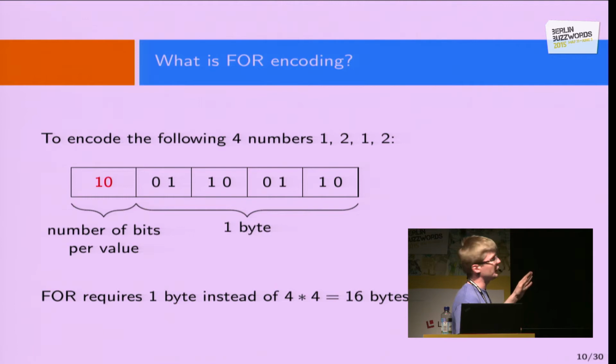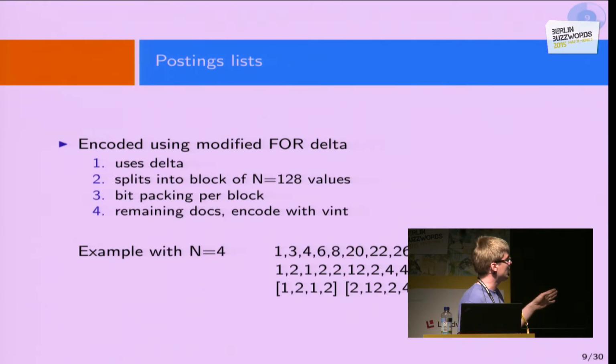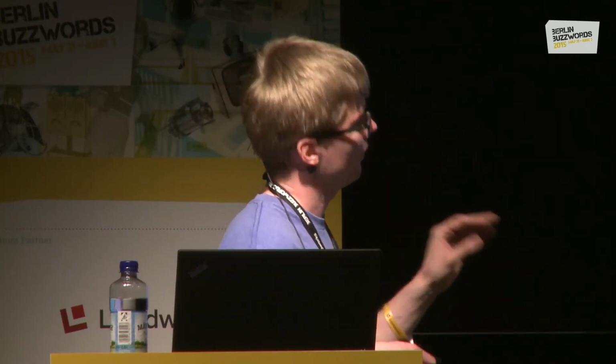4 bytes for every integer takes 16 bytes. But now we are using only 1 byte. So for our first example, if we don't encode these posting lists, we will use 40 bytes to store this posting list. I mean 10 numbers, 4 bytes for every number. It takes about 40 bytes.